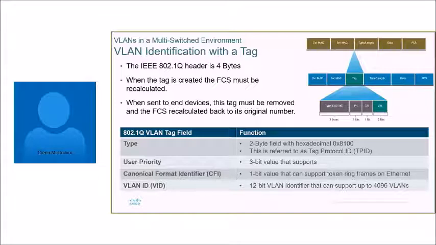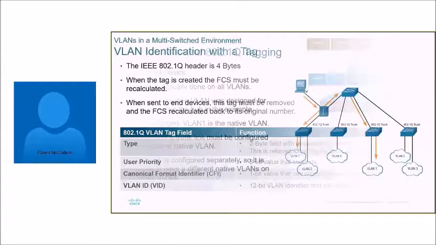So basically, we have a 2-byte field called type, and this is referred to as the tag protocol ID. And then there is user priority, canonical format identifier, and the VLAN ID is the last bit. As you can see, there are 12 bits left for VLAN ID. So 2 to the power of 12 means you've got basically 4,000 possible VLAN numbers. 4,096, I suppose, to be precise. Okay.